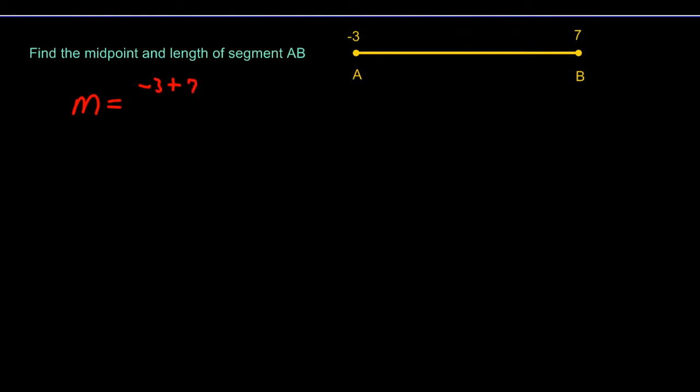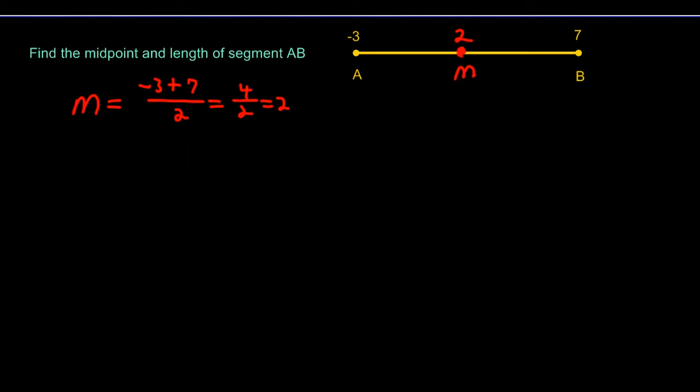So I'm going to say -3 plus 7 divided by 2. So that's 4 divided by 2, or 2. So I know the midpoint of this has a coordinate of 2. What I want to do now is find the length of the segment.